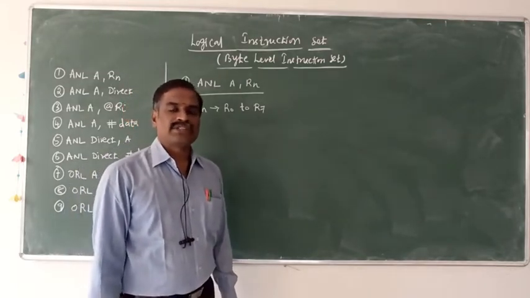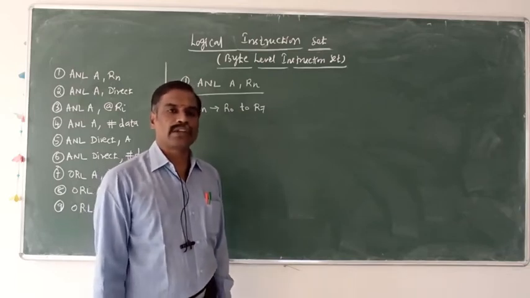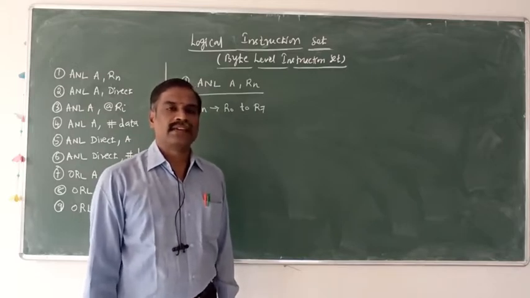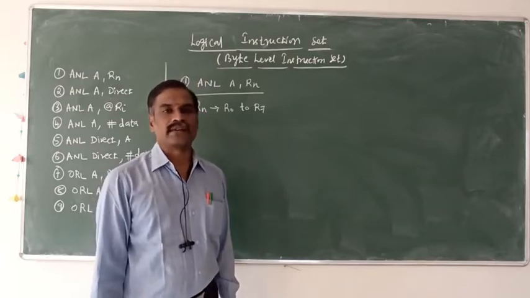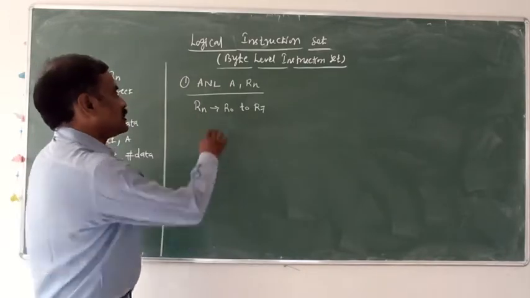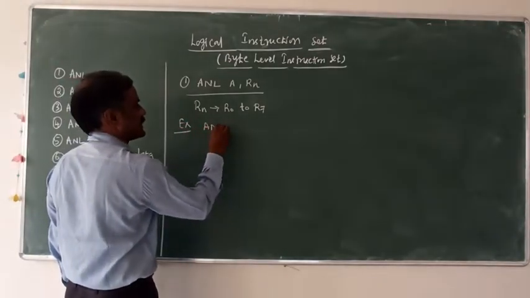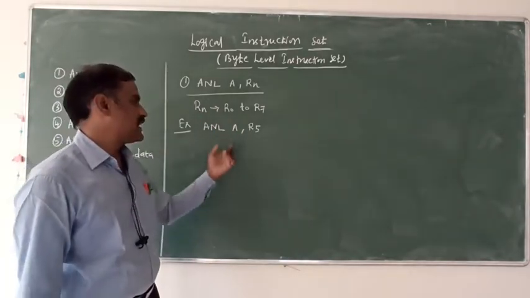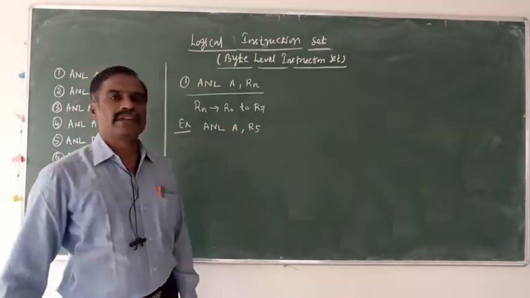What is the operation of AND? Operation of AND gate: if both inputs are high, output is high. If any one of the inputs is low, output will be low state. This is the operation of logically AND. First, we will discuss the first instruction, ANL A comma R5. Logically AND the accumulator with R5. That result always moves to the A register itself.